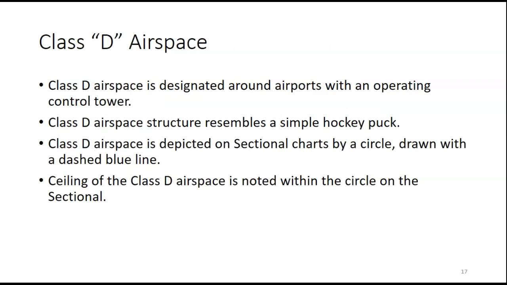Class D airspace is designated around airports that have a control tower, but aren't very busy. Class D airspace looks like a hockey puck. It's just a round circle, and the circle is a 4 nautical mile radius. Class D airspace is depicted on sectional charts with a blue dashed circle. And the ceiling is always noted within the circle on the sectional, so you know how high the Class Delta airspace is.